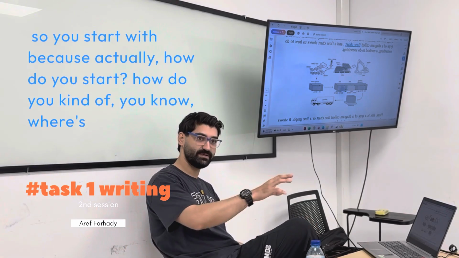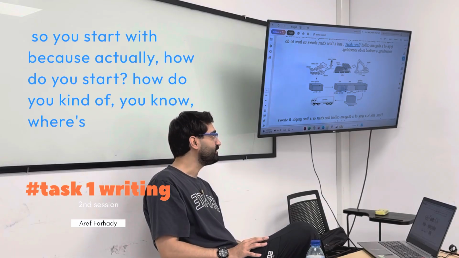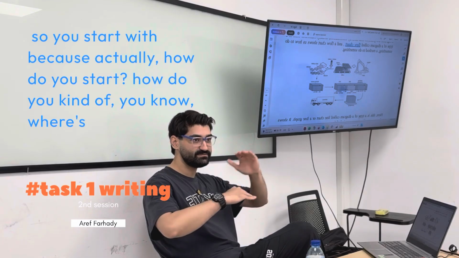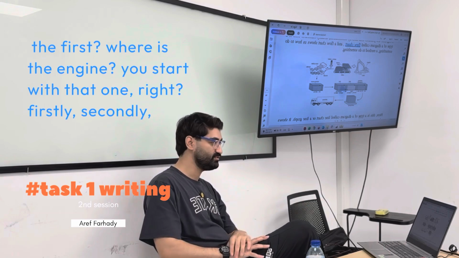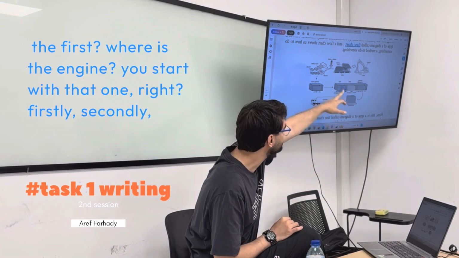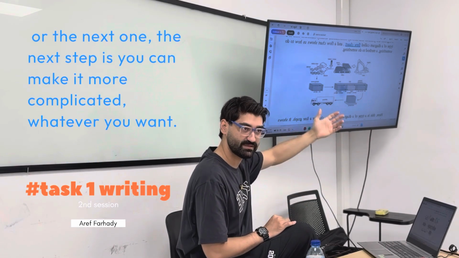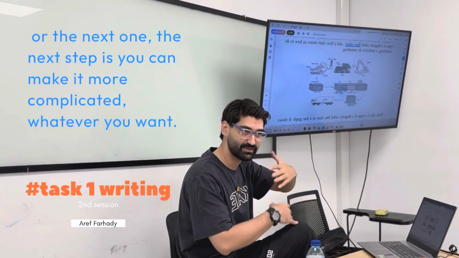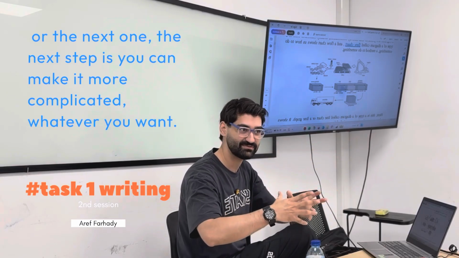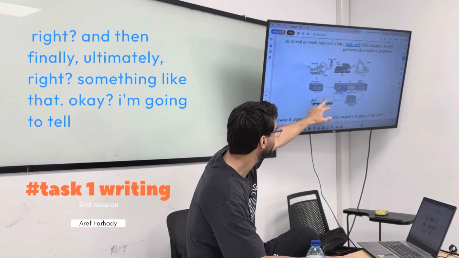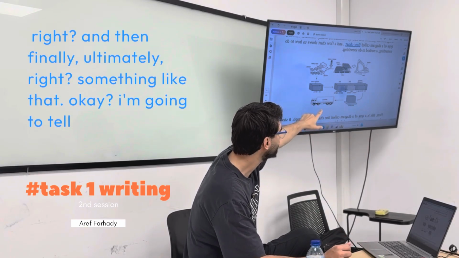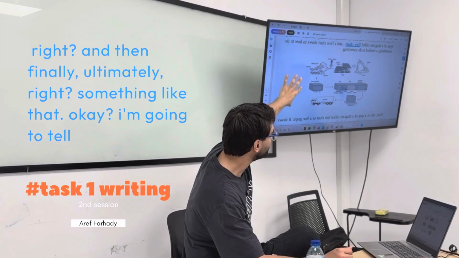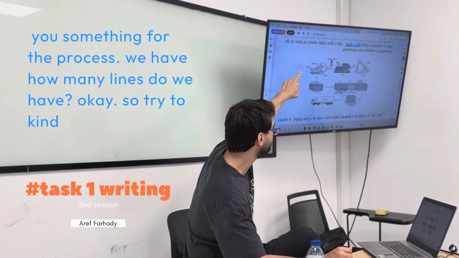So you start with, because actually, how do you start? Where's the first action? You start with that one, right? Firstly, secondly, thirdly, or the next step. You can make it more complicated, whatever you want. And then finally, ultimately, right? Something like that. I'm going to tell you something for the process. How many lines do we have?